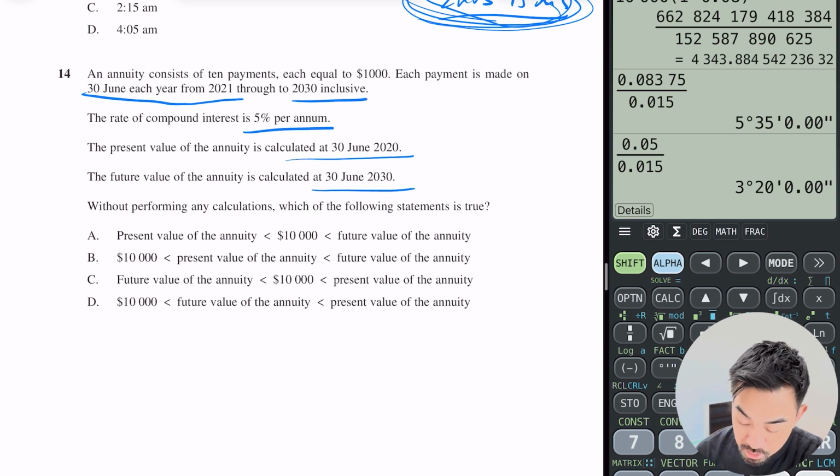Okay, well, he's putting $1,000 in each year for 10 years. So that's going to be $10,000. That's where they get the 10,000 from.